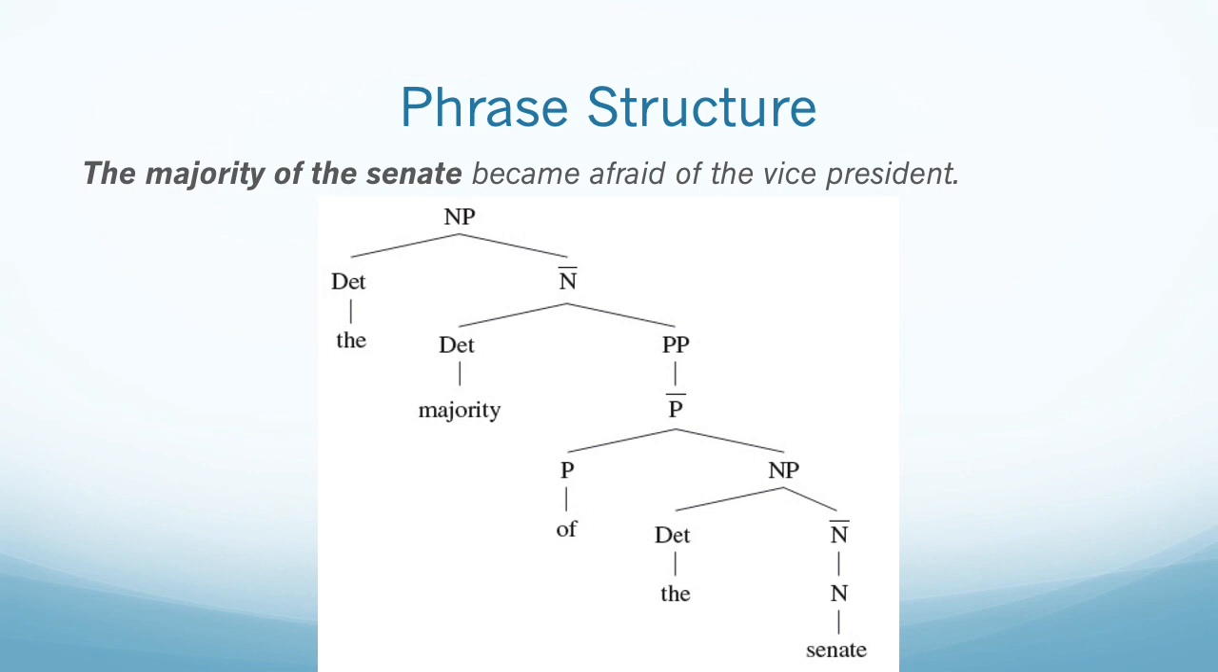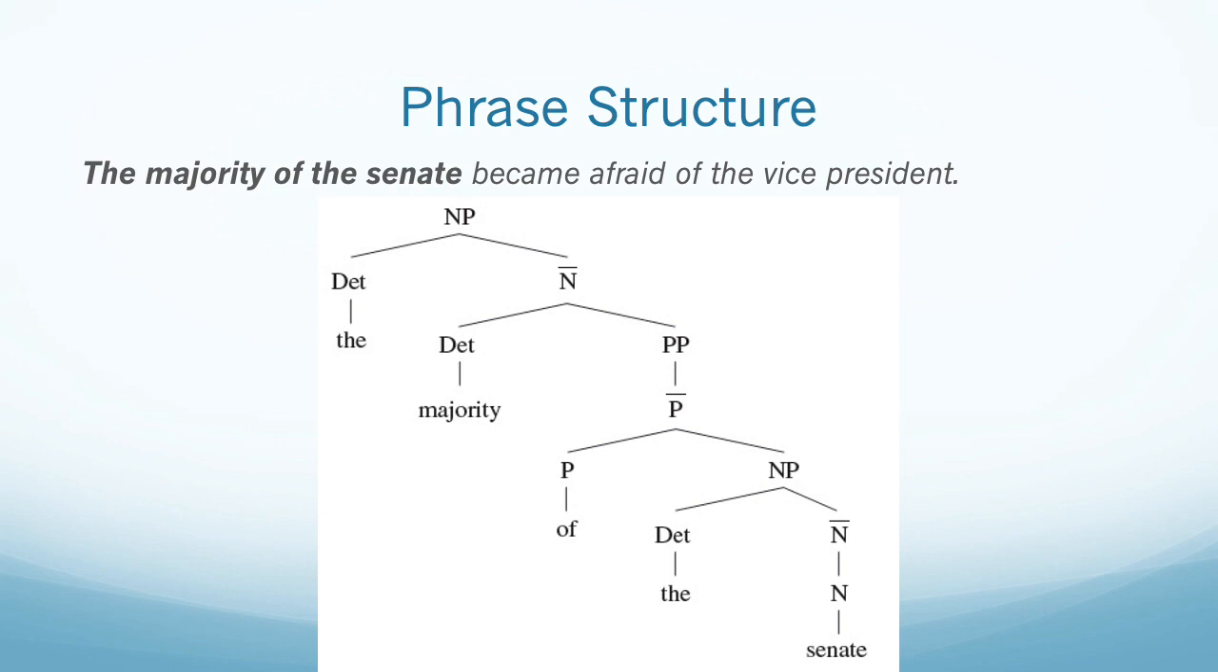The prepositional phrase then branches into of, the preposition of, which is the head of the prepositional phrase. And then we have another noun phrase, the Senate, with the determiner the, and then finally the noun Senate. Notice we still draw that intermediate stage, the N-bar stage, even if there's only one word now coming out of it, as in Senate.